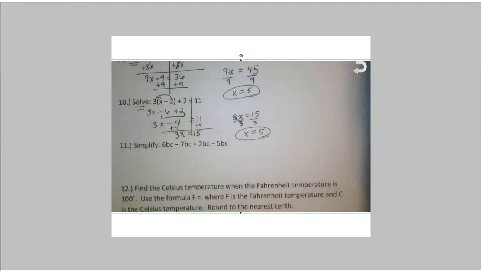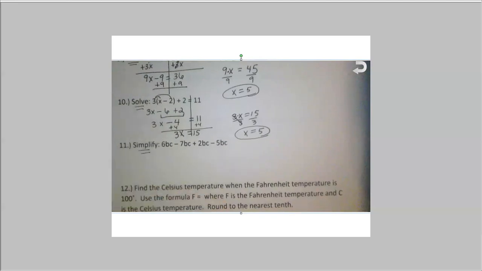Okay. All right, number 11 says simplify again. So we're just going to be trying to get it down as far as we can take it, okay? But we may not get an exact answer like these that have been solved. Notice these are all like terms, BC, BC, BC, BC. So we're just going to work through here. 6 minus 7 is negative 1. Plus 2 is positive 1. Minus 5 is negative 4, okay?